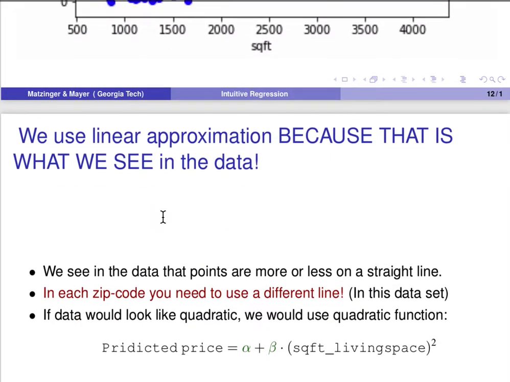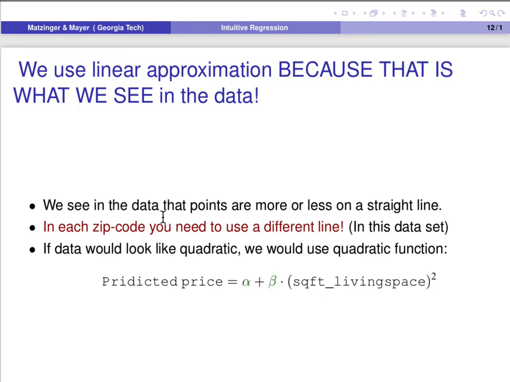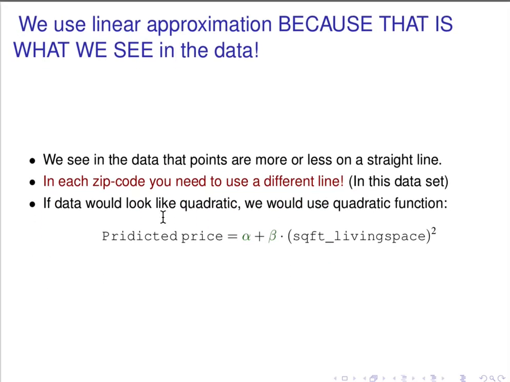If you just try to use one regression line for all three neighborhoods, you would get very bad results. So again, the answer is we use linear approximation because that is what we see in the data. Or maybe you know it. If you've worked a lot in real estate, you just know that this is more or less linear. If the data looked quadratic, we would use a quadratic function, by the way.